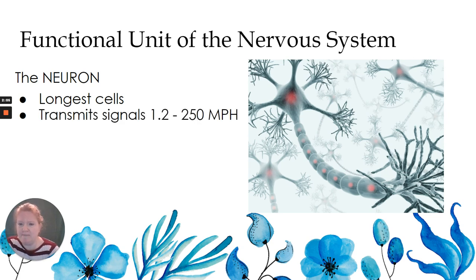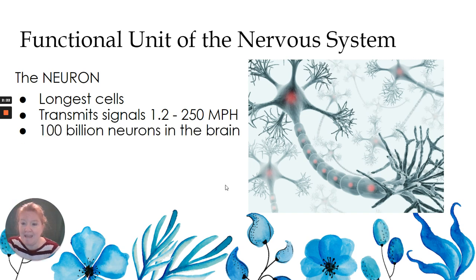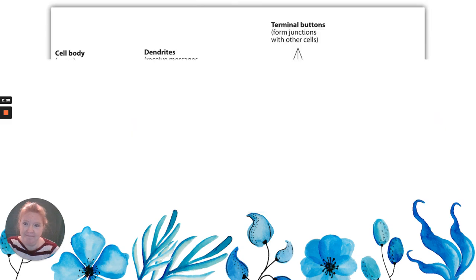The neuron can transmit signals from 1.2 to 250 miles per hour. And a lot of that depends on whether or not the neurons have this insulation called the myelin sheath. With the insulation, the signal travels faster. And just a little fun fact, there are about 100 billion neurons just in your brain.